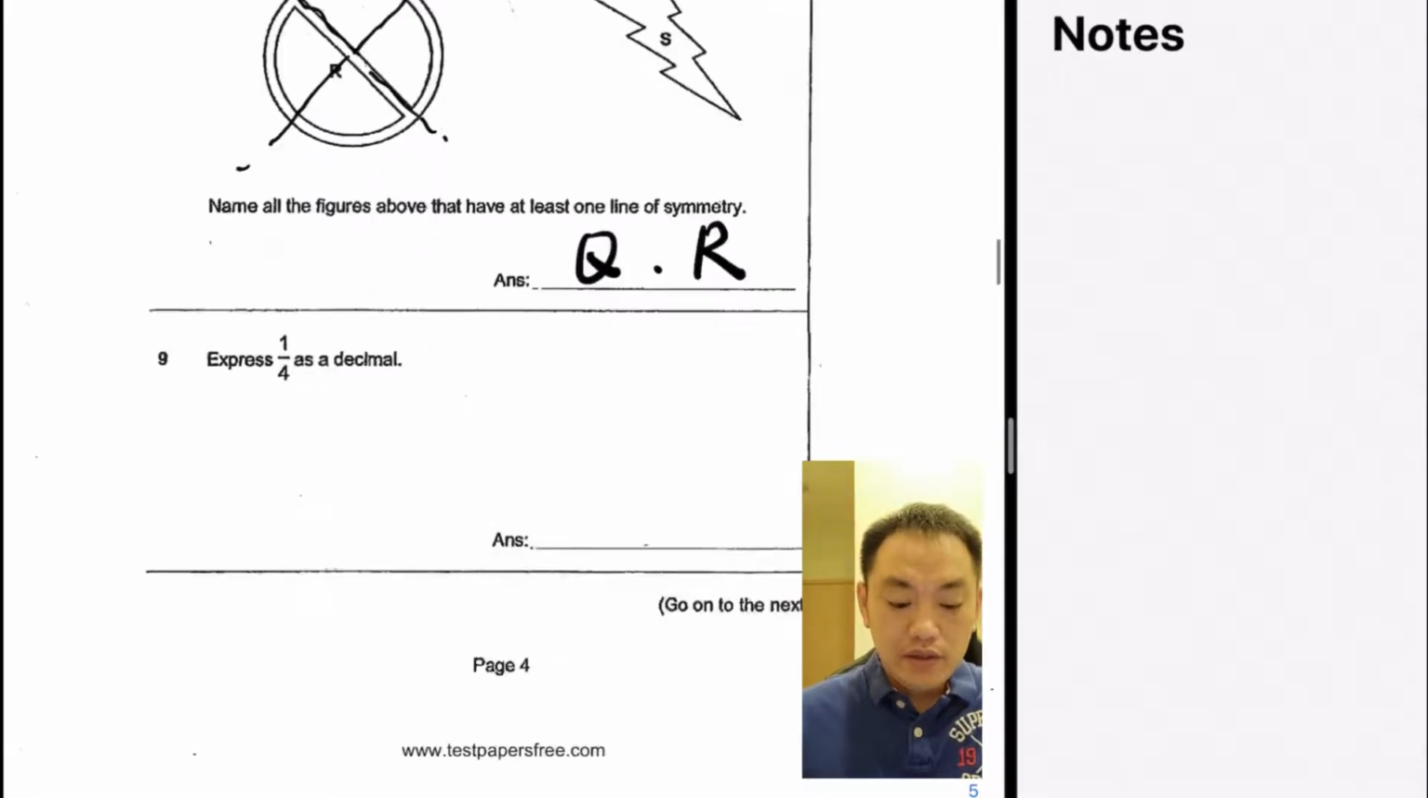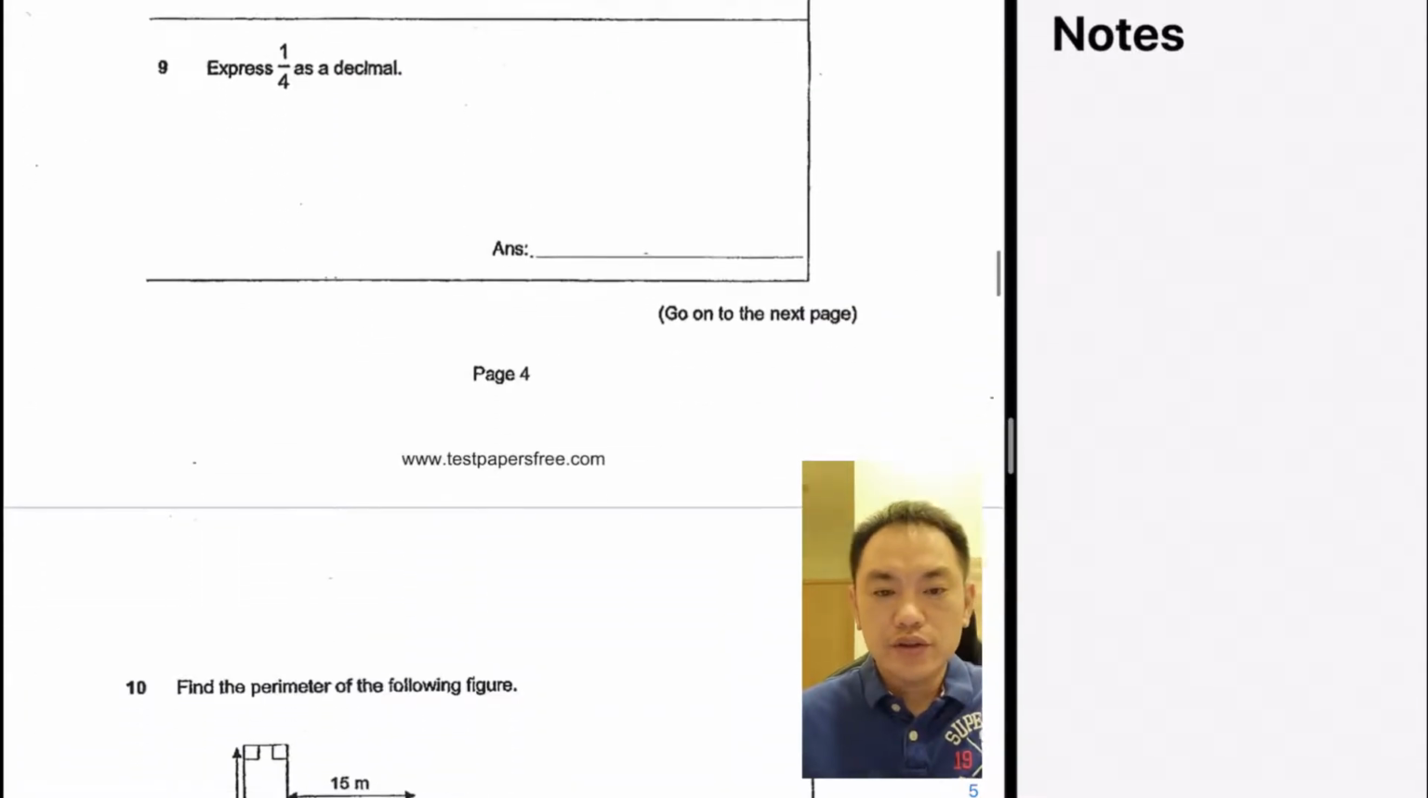Okay, let's move on to the next question. Question 9. Express 1/4 as a decimal. When you want to express a fraction as a decimal, there are 2 ways of doing this. One is doing division. The other one is, if it's a fraction, you try to convert the bottom to be 10 or 100 or 1000, then you will be able to convert the number into a decimal. Let me show you how to do this in both ways.